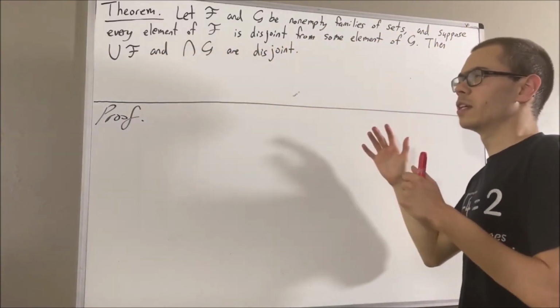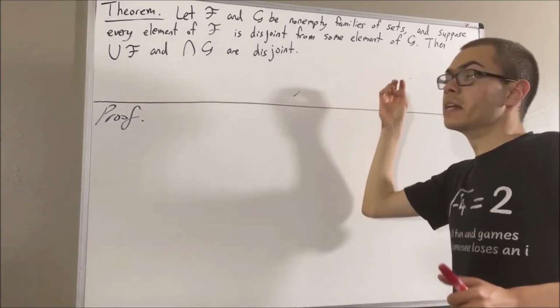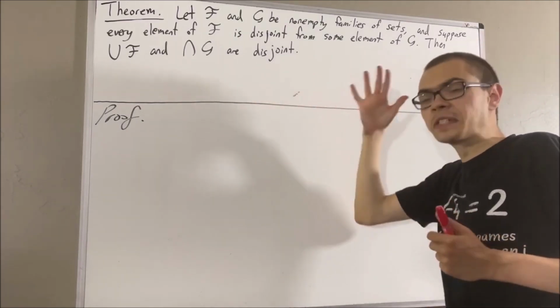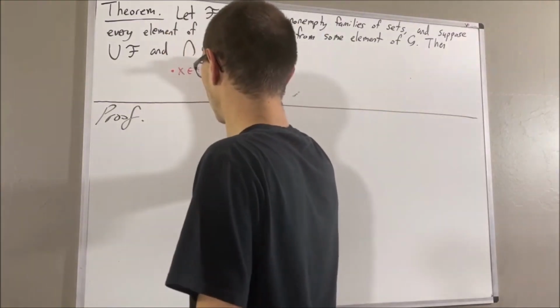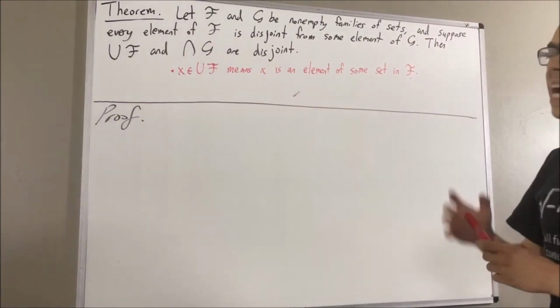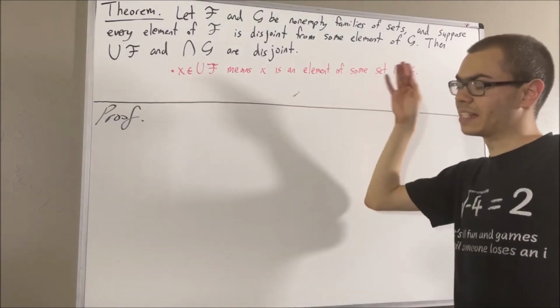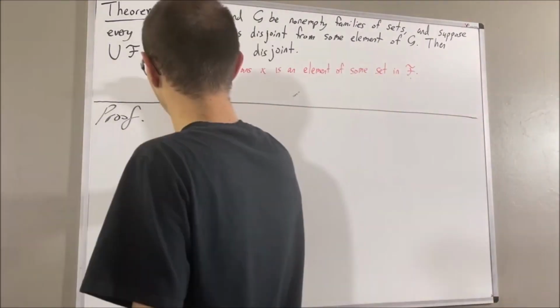Now, if we recall, given a family of sets f, to say that x is an element of the union of f means that x is an element of some set in f. And to say that x is an element of the intersection of f means that x is an element of every set in f.